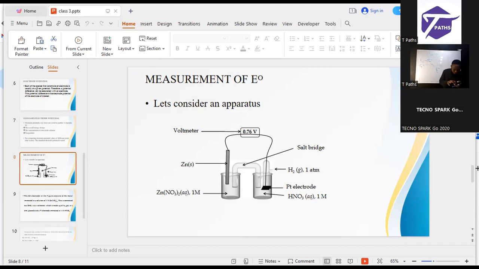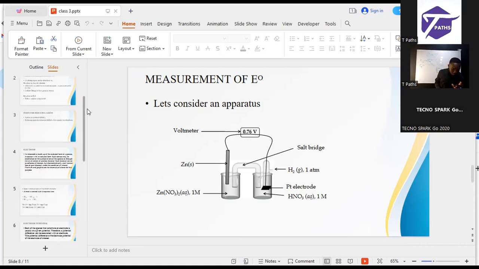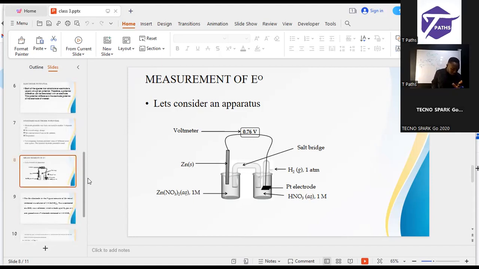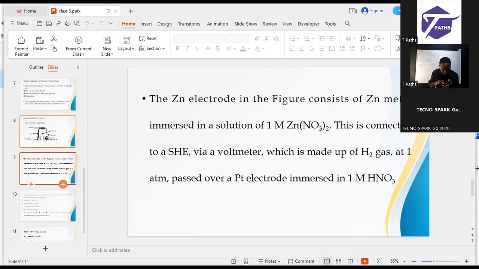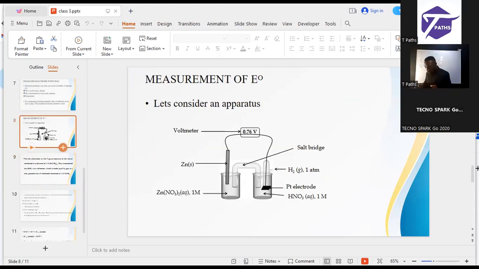The next thing to consider, from what they've said earlier on, is that the zinc electrode in the figure consists of zinc metal in a solution of 1 molar zinc nitrate. This is connected to a SHE. I've said earlier on, connected to what? A SHE. What is that SHE? Standard hydrogen electrode. That's what they call SHE. Through a voltmeter. I'm not trying to recap all we said earlier on. Through a voltmeter, it is made up of hydrogen gas at 1 atm, passed over a platinum electrode in 1 molar HNO3.